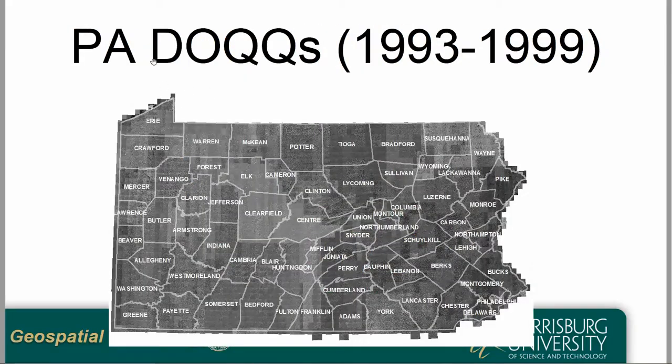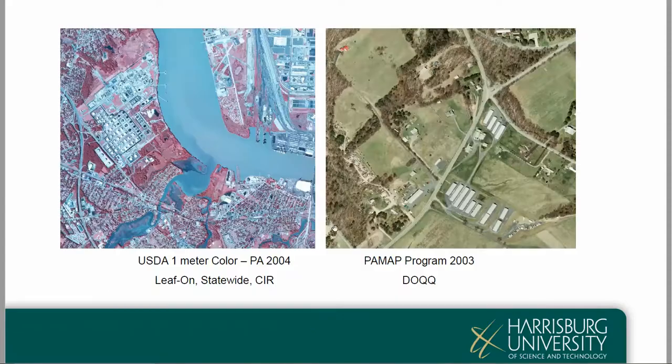So here are the digital ortho quads for Pennsylvania up through 1999 that were flown, all stitched together. Here we have an example of a U.S. Department of Agriculture 1 meter resolution. So again, each pixel, or each grid square, is a meter by meter. And this is when leaf was on. So this is actually color infrared. And in this case, we're representing infrared reflectivity in red colors. It's false color. Obviously, the world doesn't look like this.